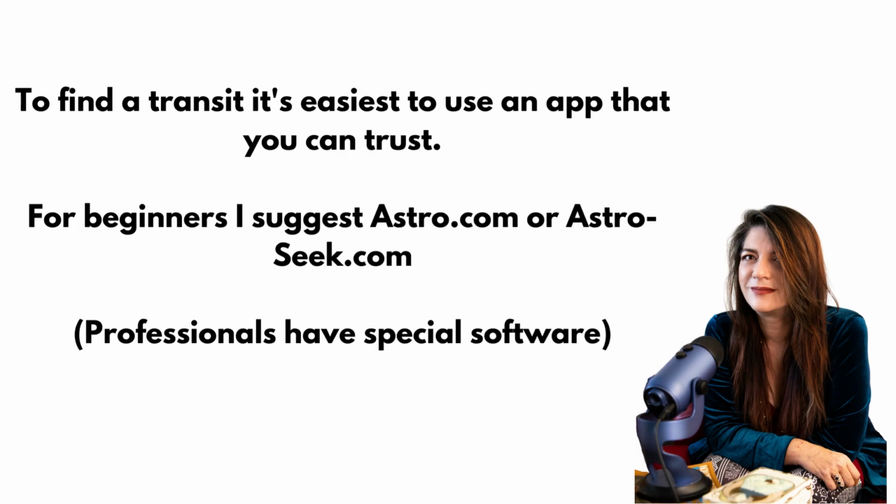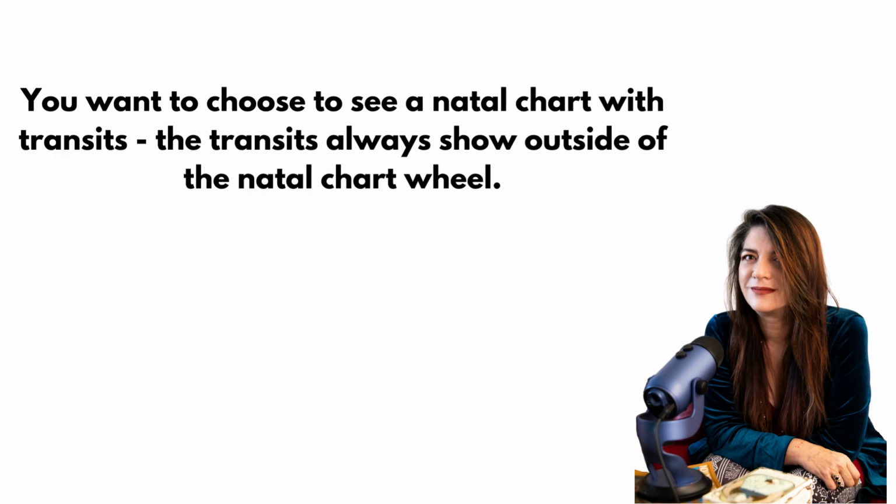To find a transit, it's easier to use an app that you can trust. For beginners, I suggest astro.com or astroseek.com. As a professional, I have special software that I use when I read my clients' charts. You want to choose to see a natal chart with transits when you go to select what kind of chart you're looking at. These transits always show on the outside of the natal wheel.